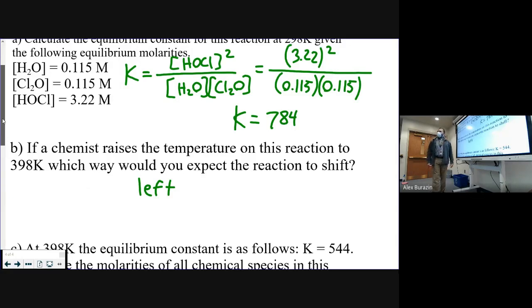Okay, well, what happens when you change the temp? Or when we increase it, we would shift left, right? If I'm shifting left, I'm making more reactants. It totally makes sense that the equilibrium constant should be smaller at 398. Because when I go from 298 to 398, I'm shifting from products to reactants. My K value should go down. And that's what we see. That's good. That matches what Le Chatelier's principle is kind of talking about.